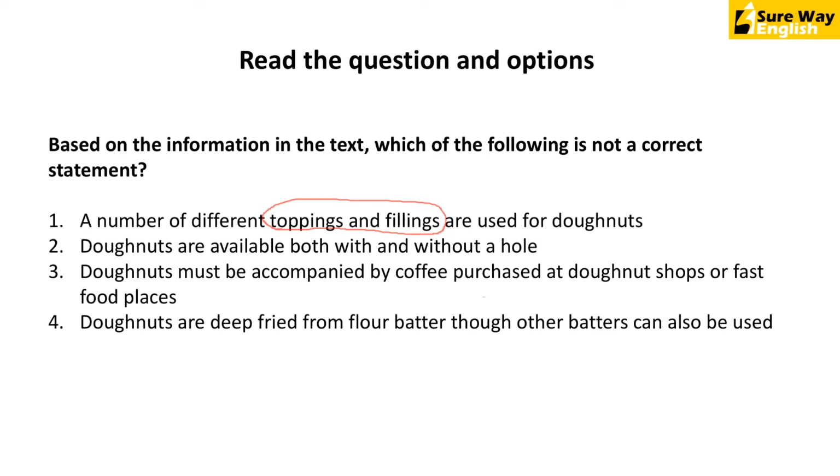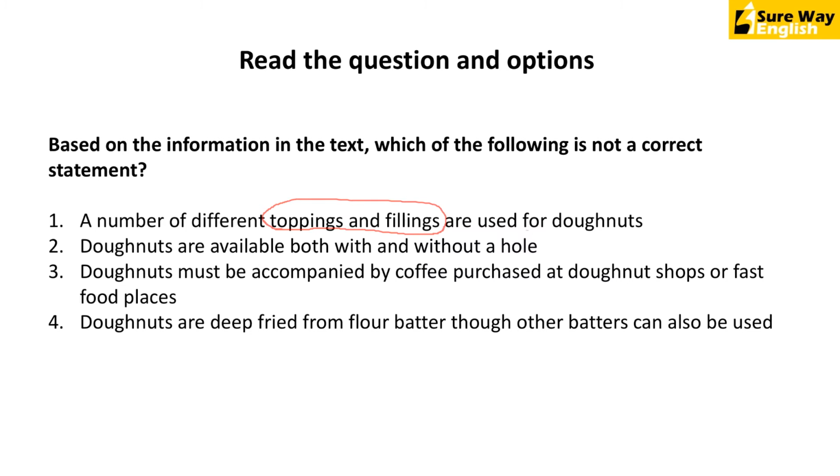Never finalize your answer before you have gone through all the options and the entire passage, because sometimes the beginning of the passage might tell you that a number of different toppings and fillings were used, but then in the end they will say that since 1960 only one topping and one filling is used. So that means now this option becomes wrong. So always make sure that you read till the end, don't be in a hurry.